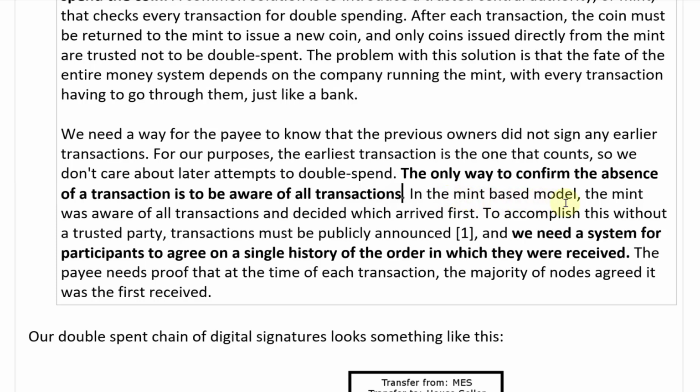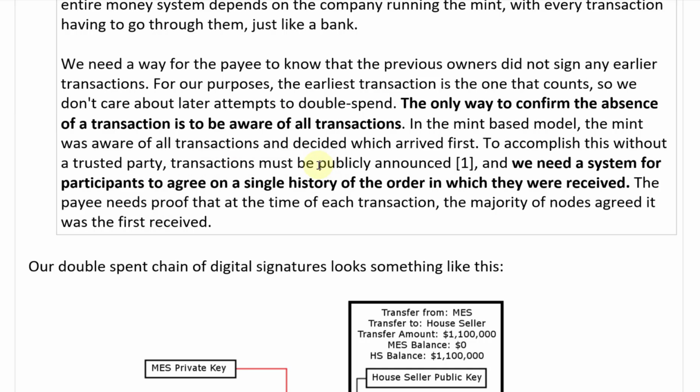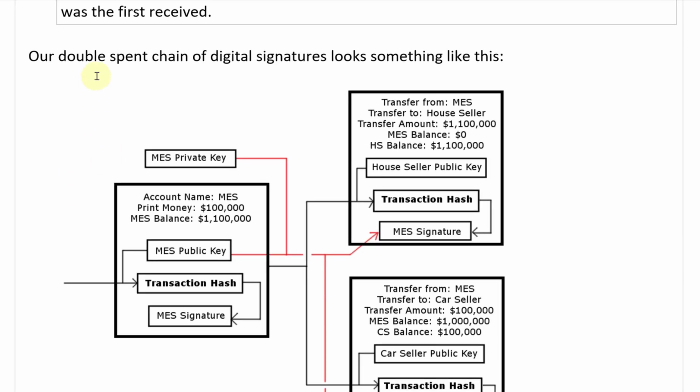So in the mint-based model, the mint was aware of all transactions and decided which arrived first. To accomplish this without a trusted party, transactions must be publicly announced, and we need a system for participants to agree on a single history of the order in which they were received. So that's the idea, just agreement. There needs to be an agreement. The payee needs proof that at the time of each transaction, the majority of nodes agreed it was the first received.